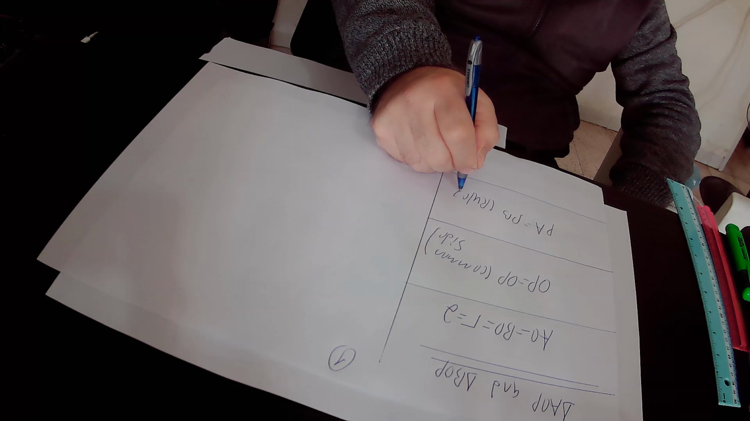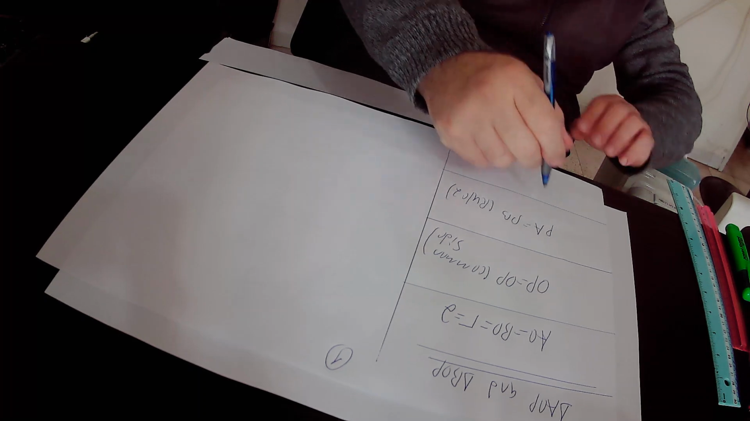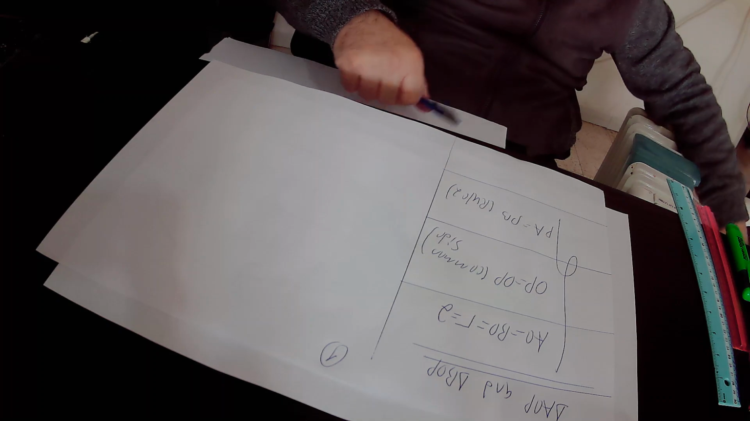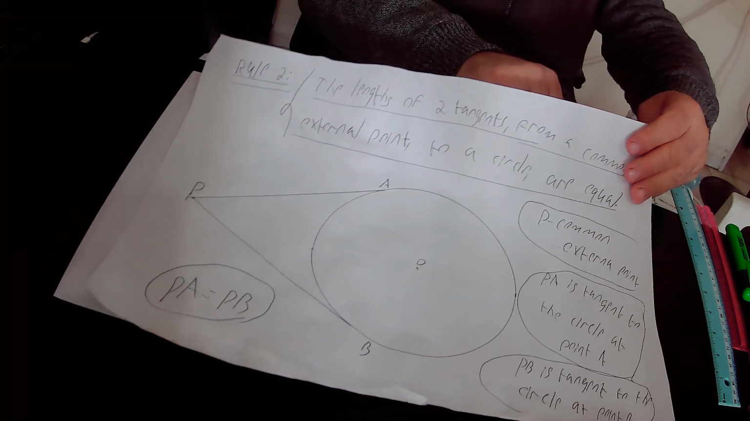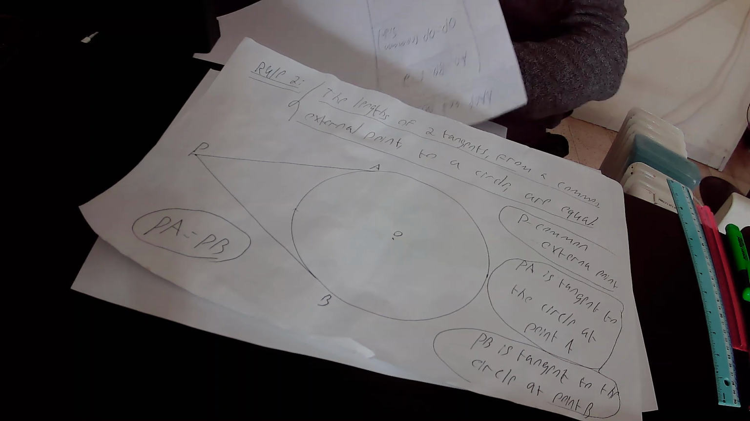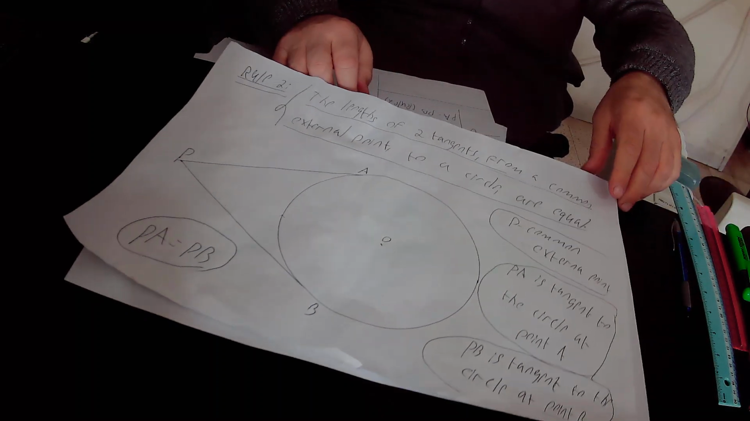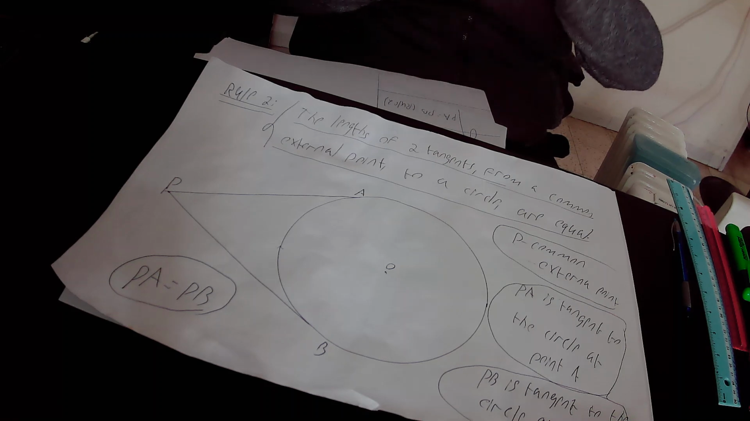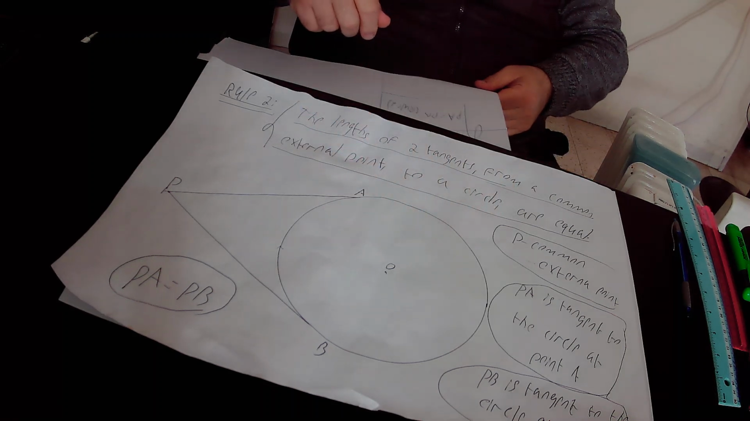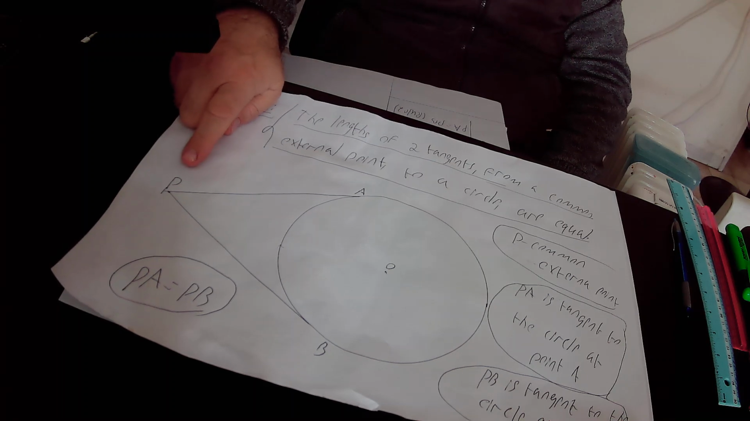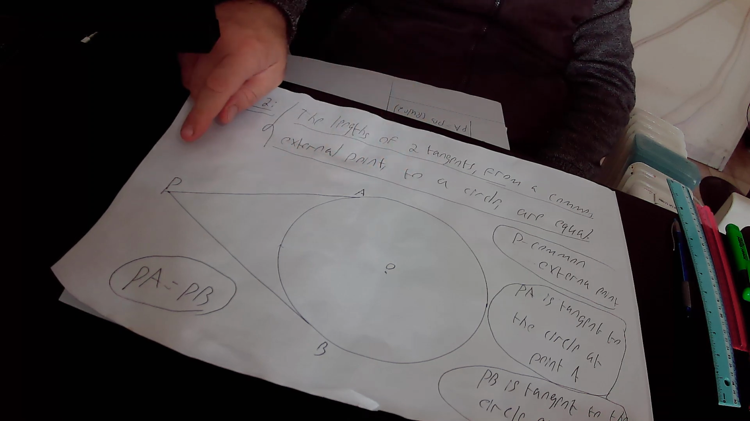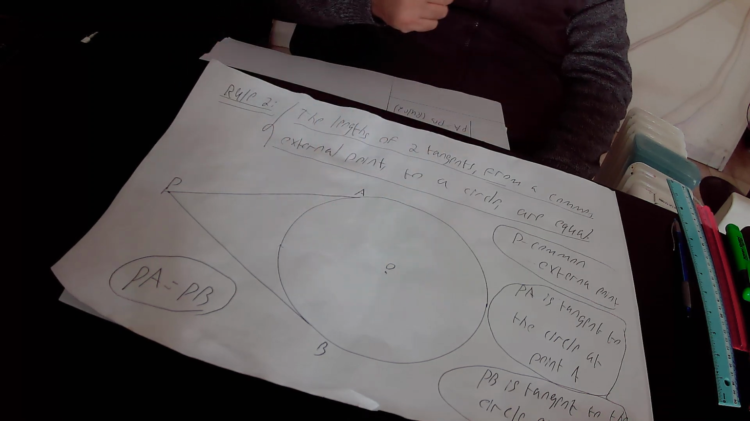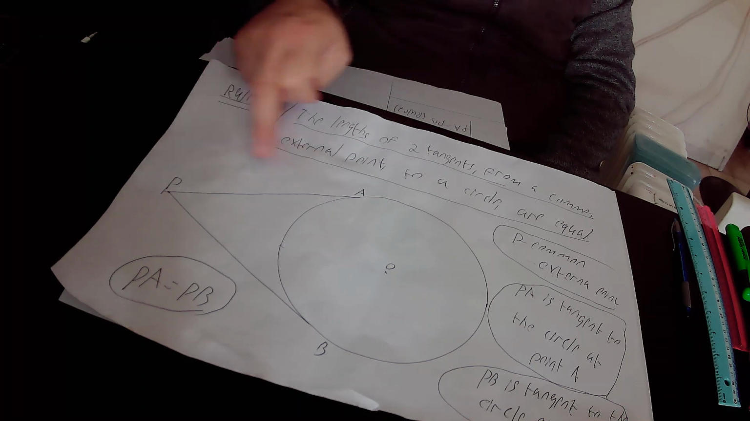So I repeat quickly rule 2. According to rule 2, the lengths of two tangents from a common external point to a circle are equal. In the drawing we have a circle, and we also have the common external point, point P. From the common external point P, we have two tangents to this circle, tangent PA and tangent PB. And according to rule 2, they are equal to each other. That is to say, PA equals PB.